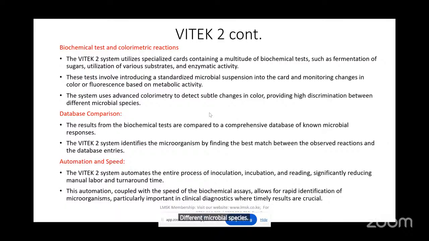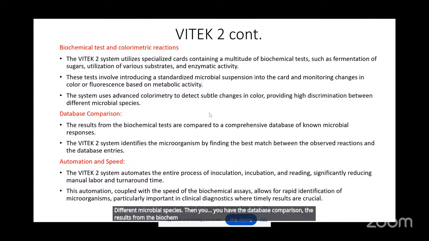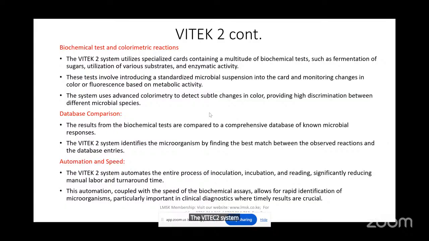Then we have the database comparison. The results from the biochemical test are compared to a comprehensive database of known microbial responses. The Vitek 2 system identifies the microorganism by finding the best match between the observed reactions and the database entries.